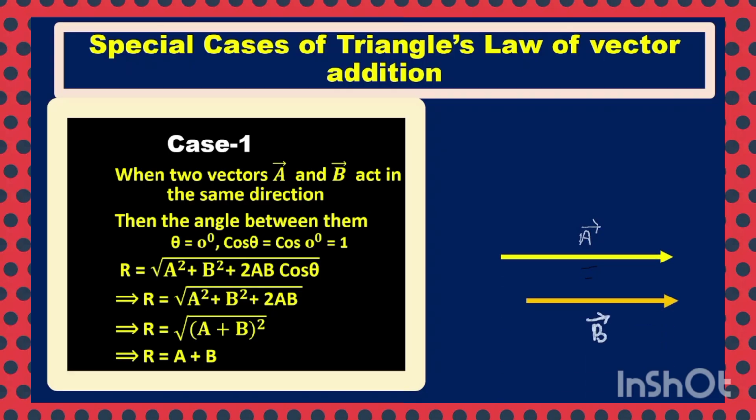Right? Suppose A is a vector whose magnitude is 20 Newton and B is a vector whose magnitude is 5 Newton. So the magnitude of the resultant vector is A plus B, which is 20 plus 5, 25 Newton. So this is how you can find the magnitude of the resultant vector, just by adding their magnitudes.